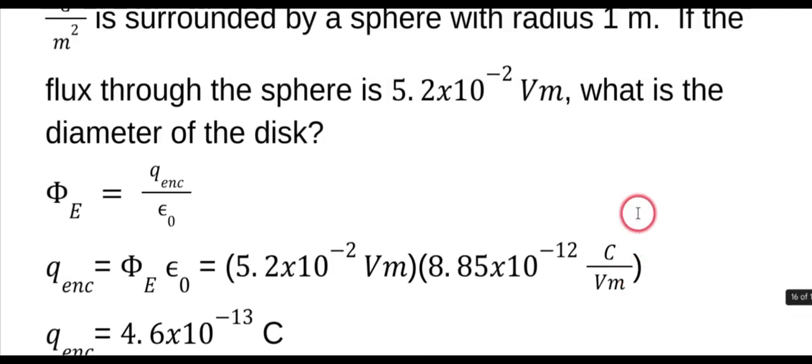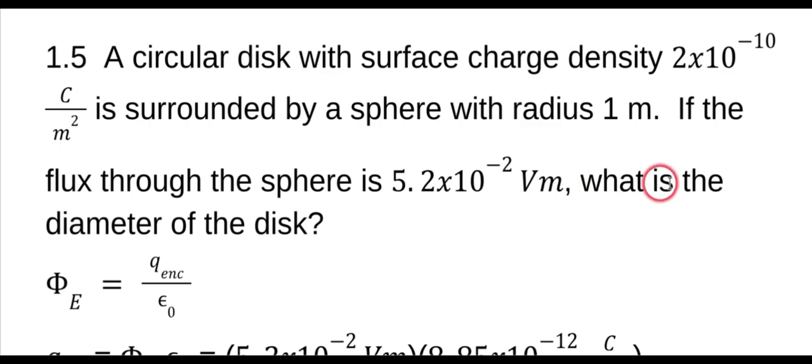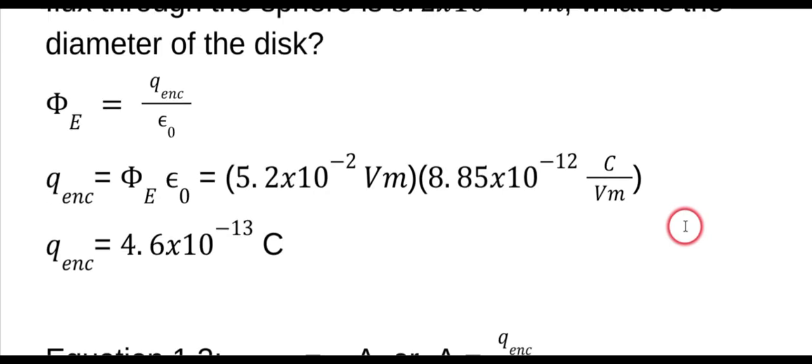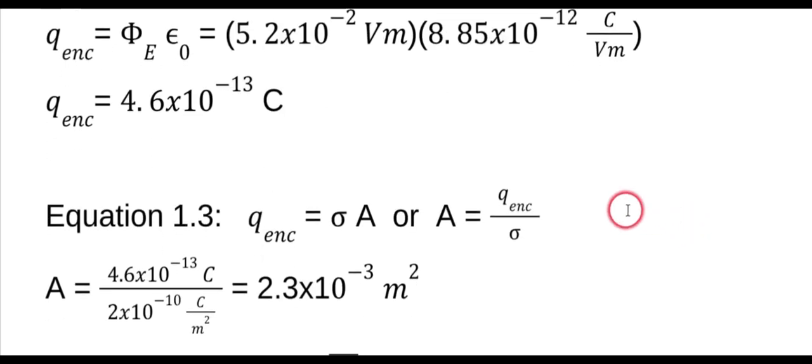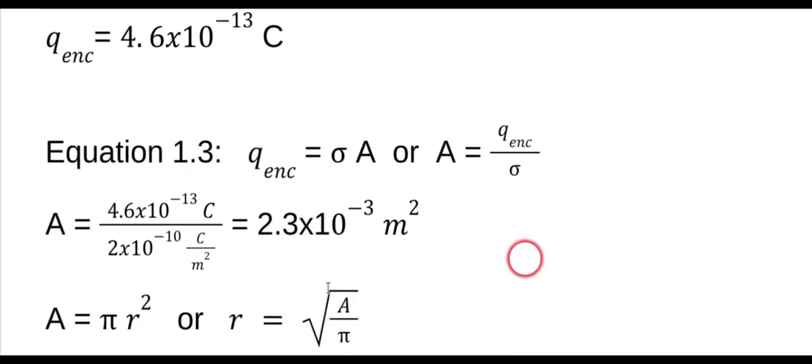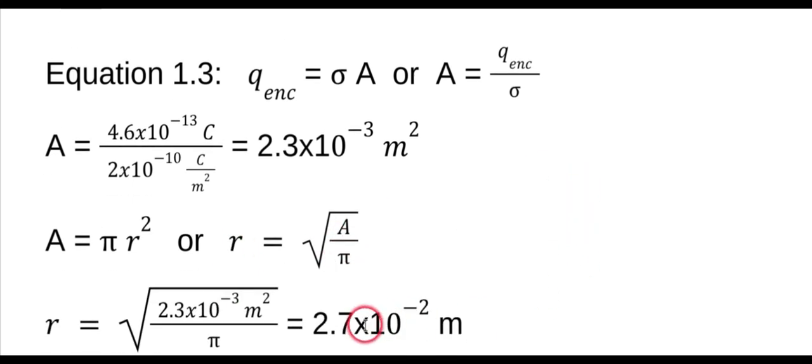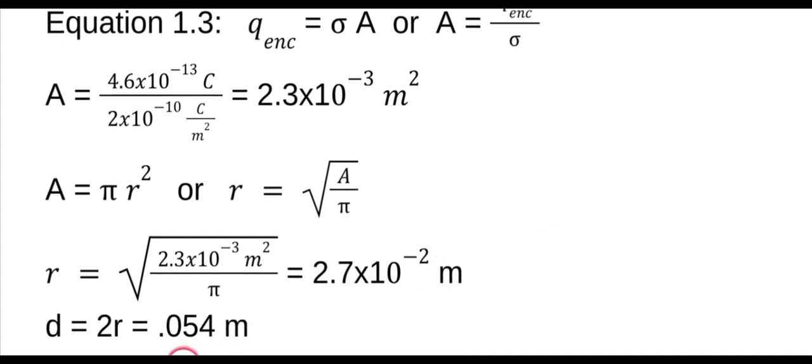Now let's go back to the question. What is the diameter of the disk? Well, now we have an area of a disk. Well, what is the area? It's pi r squared. So we can get r out of that, which is the square root of that. We get this. Well, then what's the diameter? Well, it's 2 times the radius. So this is the answer.